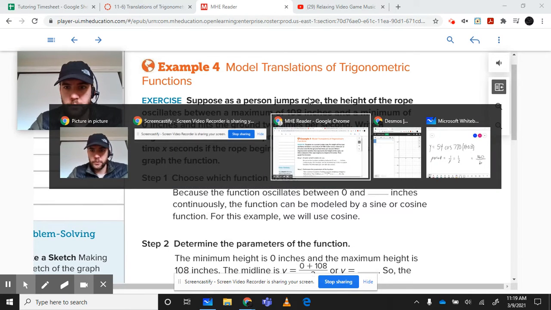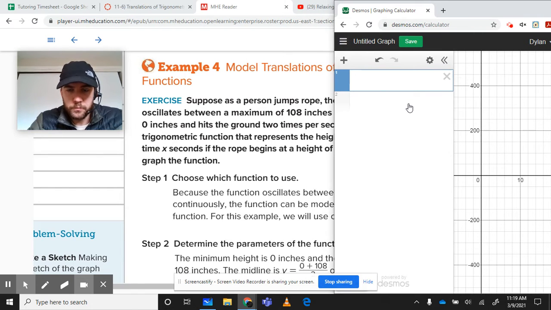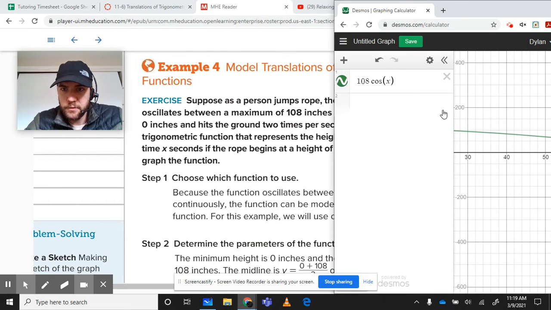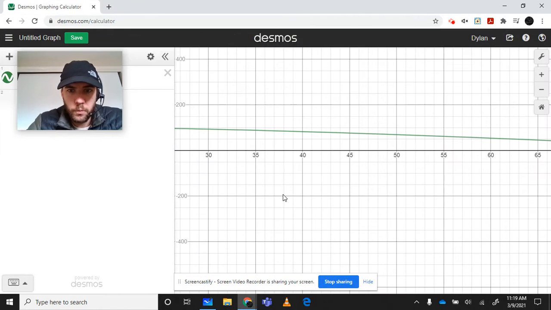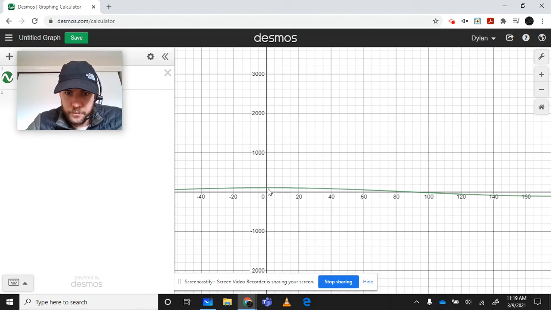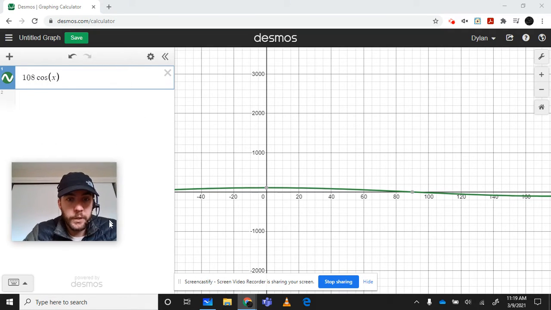If we go over to Desmos, so first of all, just kind of trying to get the details in that we want. If we said 108 cosine of x, that would make us go from 108 down to, now my axes are a little funky here for what we're trying to display, but it would go from positive 108 down to negative 108, right? We don't want that. We want it to go from 108 to 0.